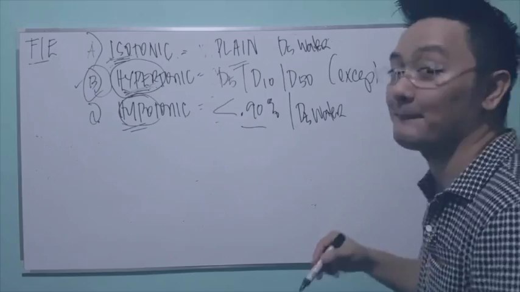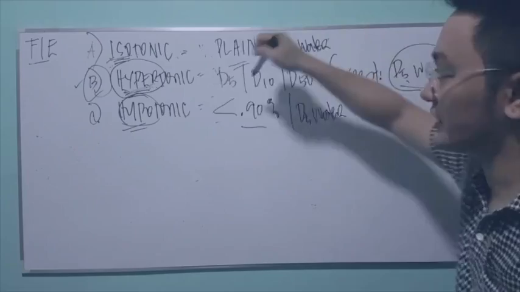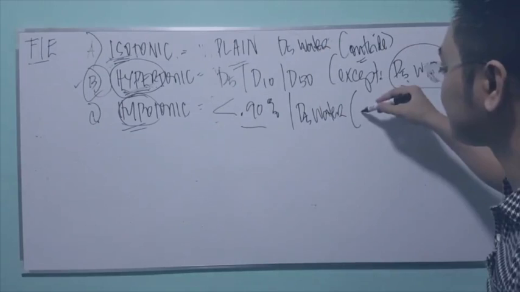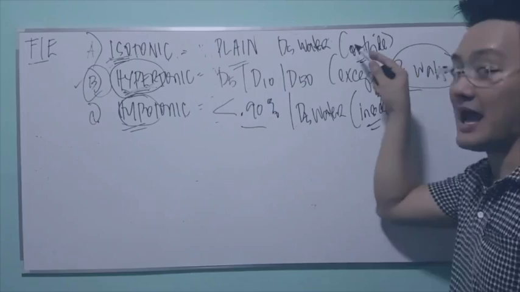That depends on its placement. Remember, D5 water is isotonic if that is outside the body. But the moment that D5 water enters the vascular compartment, that makes it a hypotonic solution. So again, D5 water outside the body is isotonic. D5 water inside the body is hypotonic.